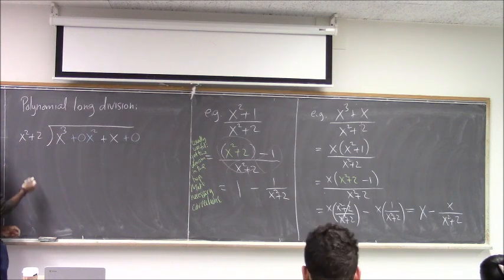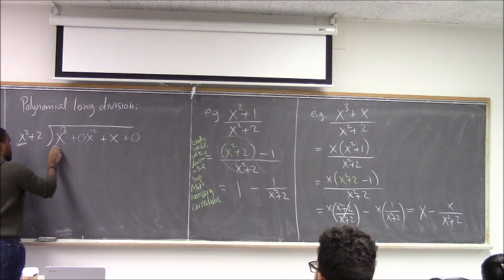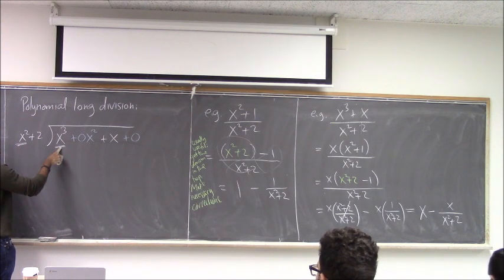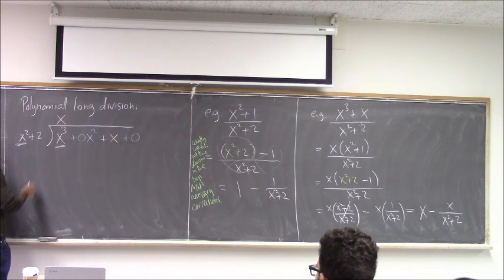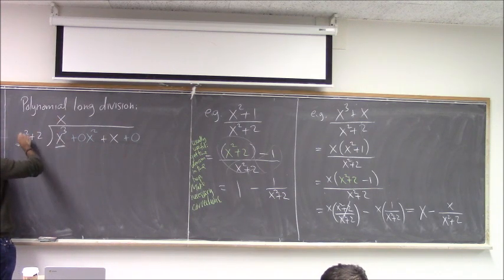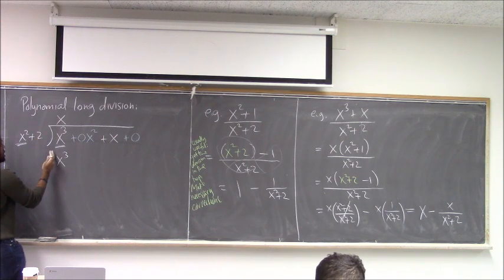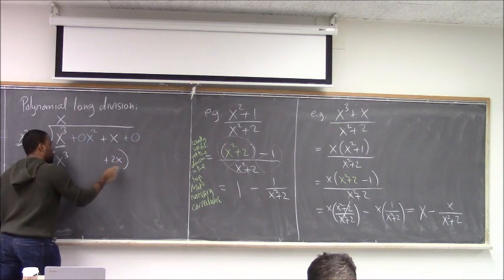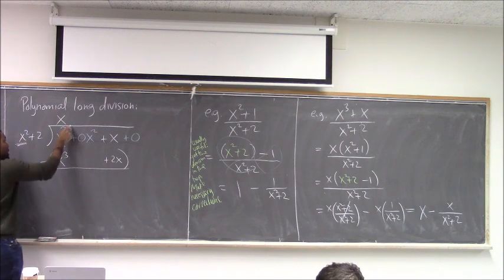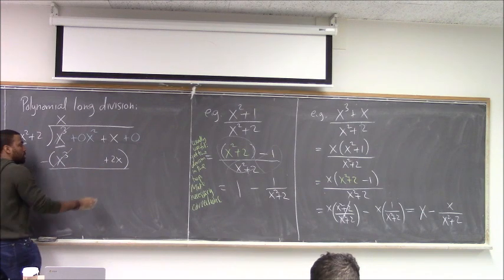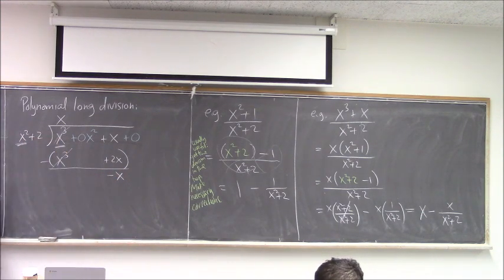Then what you're going to do is take the first guy here and divide into the first guy there. x squared divided into x cubed goes how many? Goes x. Then you take that x and multiply everybody here, and put the result under here. So x times x squared gives you x cubed. x times plus 2 gives you 2x. Make sure you line it up in the x column. And you're going to subtract that line from the lines above. x cubes die. Then I would have plus x minus 2x. So minus x is the result.